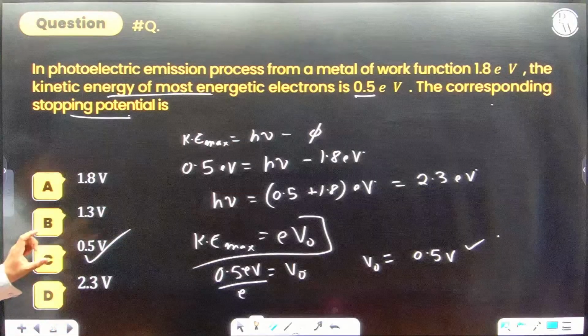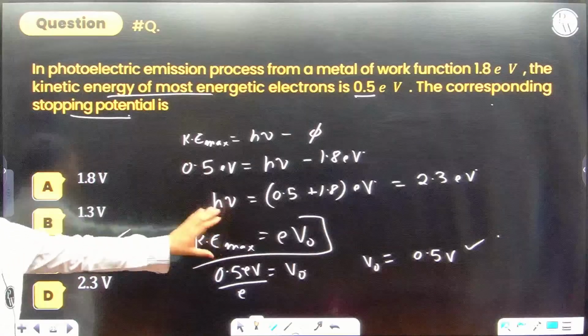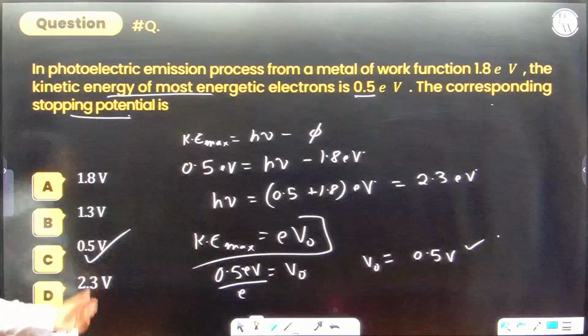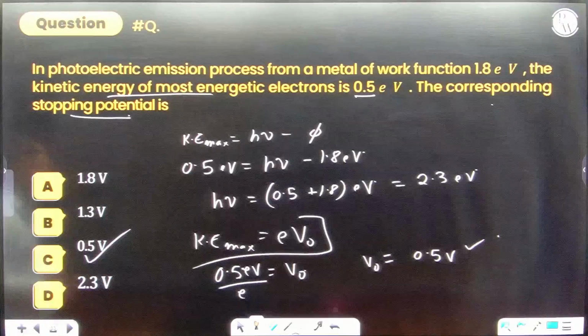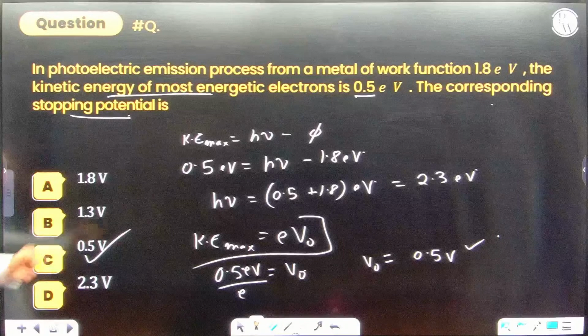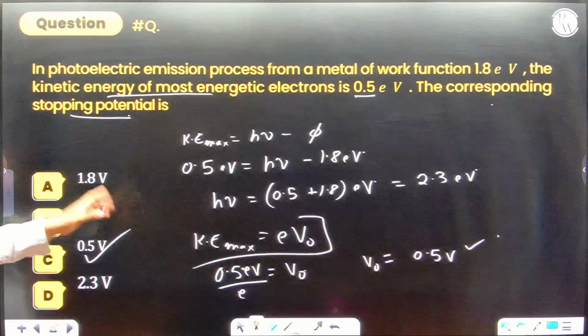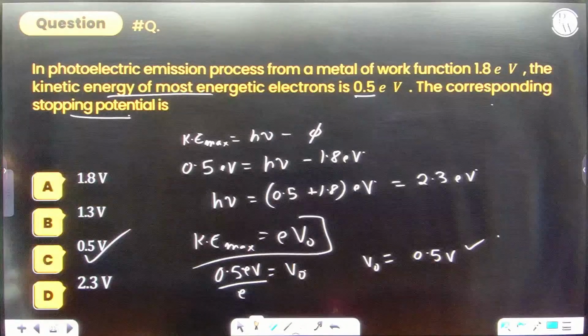Now I just solved the upper part to show you what the options mean, what the options represent here. So basically I have found the h nu using Einstein's photoelectric equation.